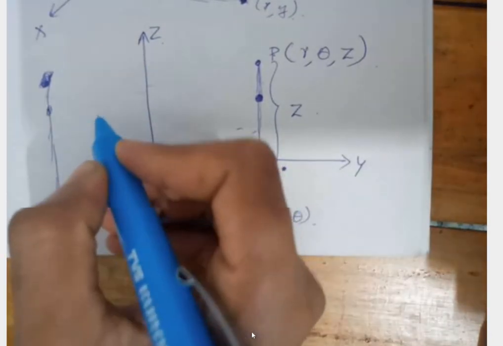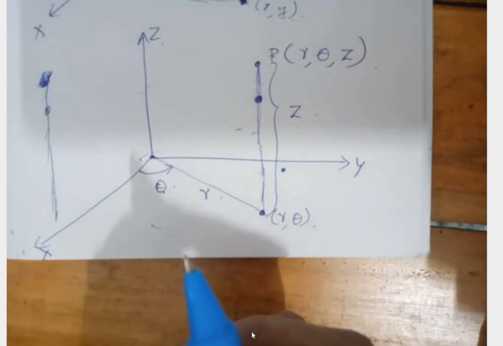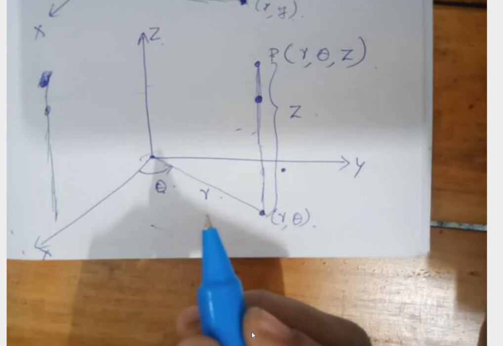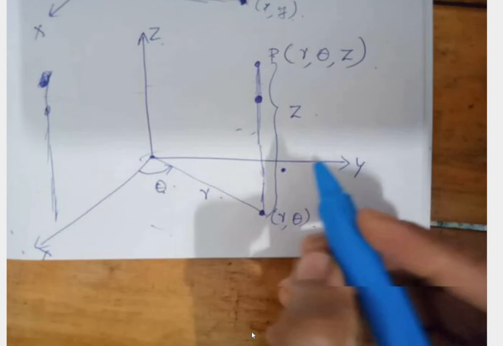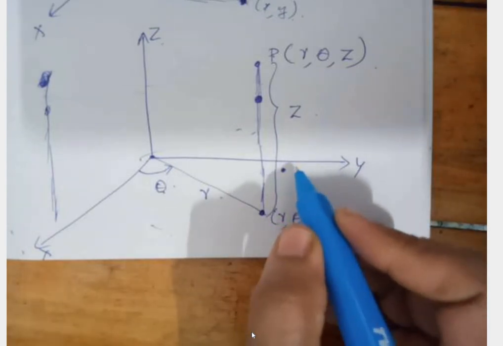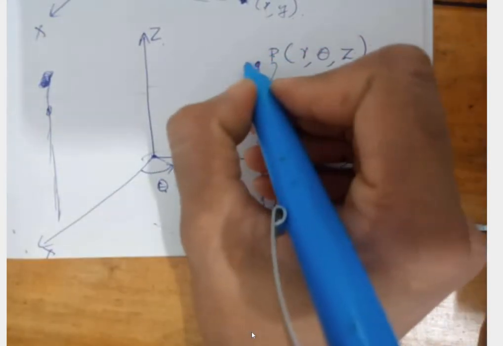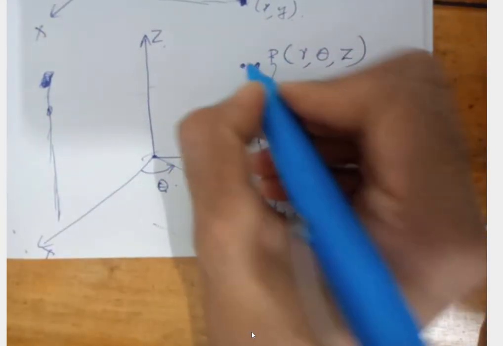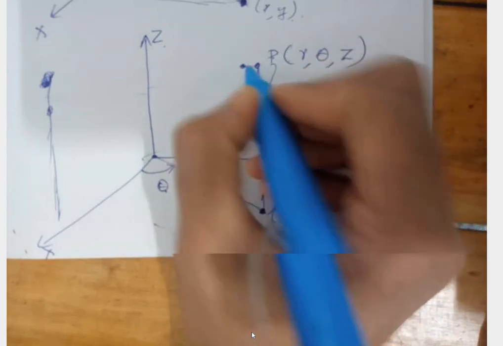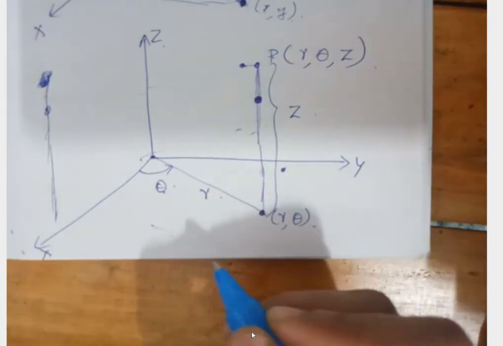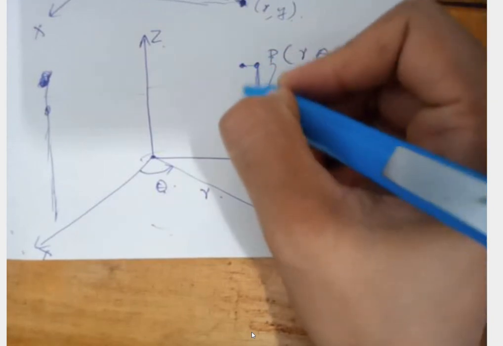So r, theta is same actually. R is the same here, theta is different, and z is different here. Suppose we consider the point here on the back side. Here z is the same, but r, theta is different. Right.